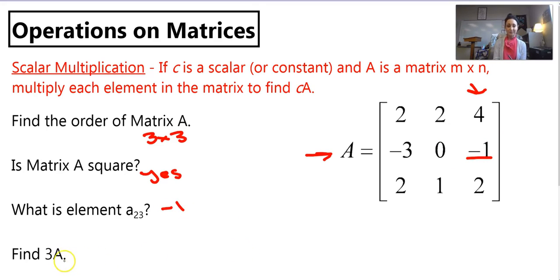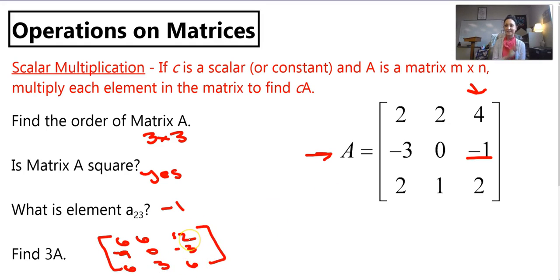Now, let's say I want to find 3 times A. All that means is I'm going to multiply a 3 to every single element in this matrix. So my new matrix, my first row, instead of being 2, 2, 4, if I multiply 3's to all of that, will be 6, 6, 12, right? Multiplying a 3 to row 2 will be -9, 0, -3, and that final row is going to be 6, 3, 6. So literally think of just distributing a 3 to every single element there.